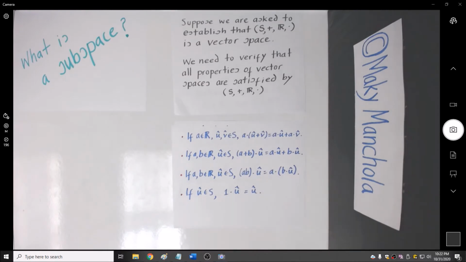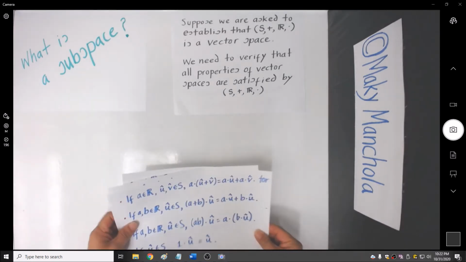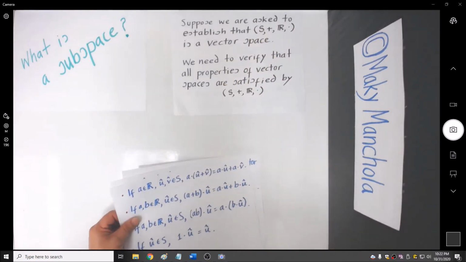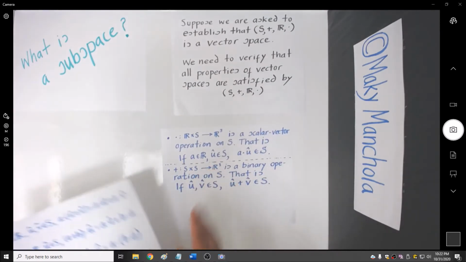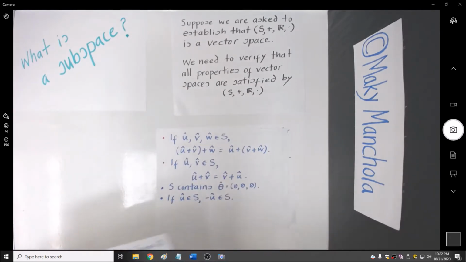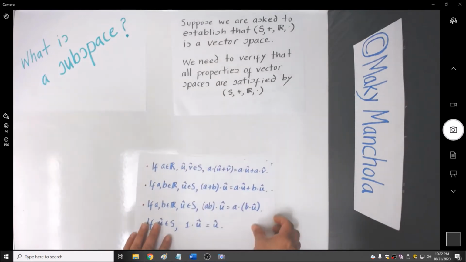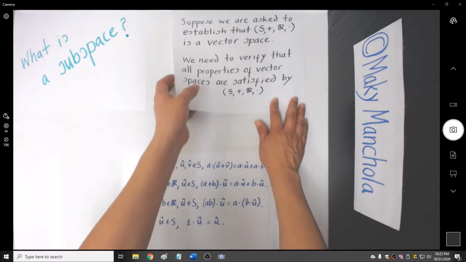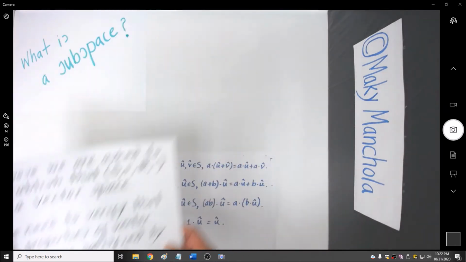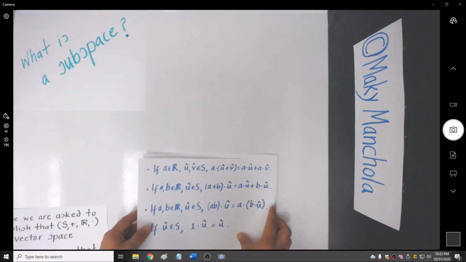And finally, if u is an element of S, we want to show that the scalar product of 1 and u is u. In other words, we want to show that 1 is the scalar multiplication identity. Okay, so those are all the things if we are asked to show that this structure is a vector space, we are being asked to establish each and every one of these properties. So how do we proceed here? Let's proceed as follows.